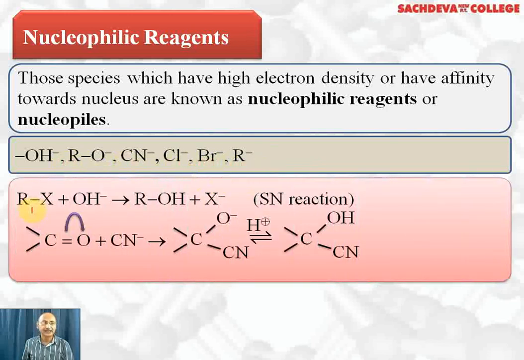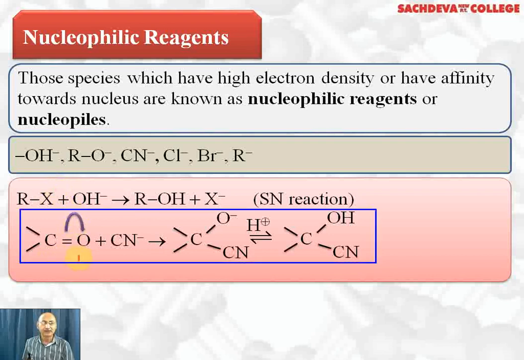Now let's take up example RX. Alkyl halide is reacting with a nucleophile, OH- ion. So OH- ion replaces X- to form ROH plus X- is formed. This is nucleophilic substitution reaction. Why? Because one nucleophile is replacing another nucleophile.